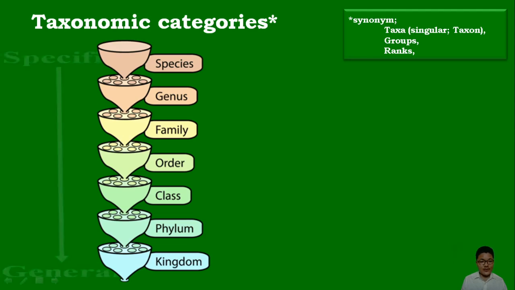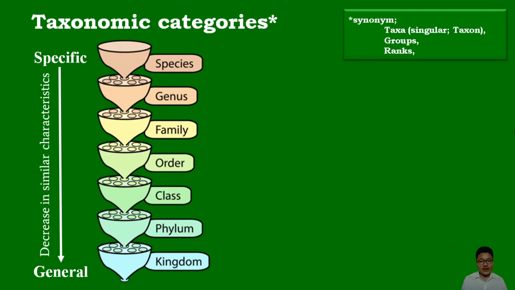Now, as you move from species to kingdom, there is more generalization of characters. Characters are more specific in case of species, but in case of kingdom, there is generalization of characters, and there is a decrease in similarity of the characters as we move from species to kingdom.